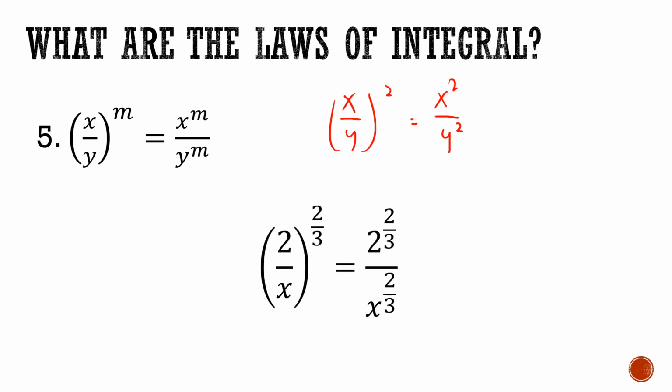Applying it on rational exponents, we have 2 over x raised to 2/3. So again, we will distribute 2/3, one by one to 2 and x. So we have 2 raised to 2/3 all over x raised to 2/3.